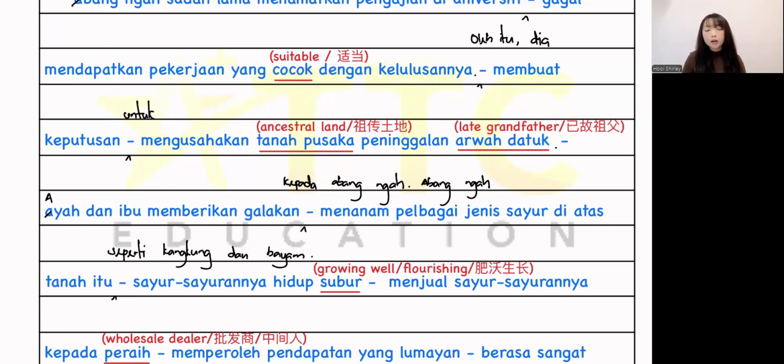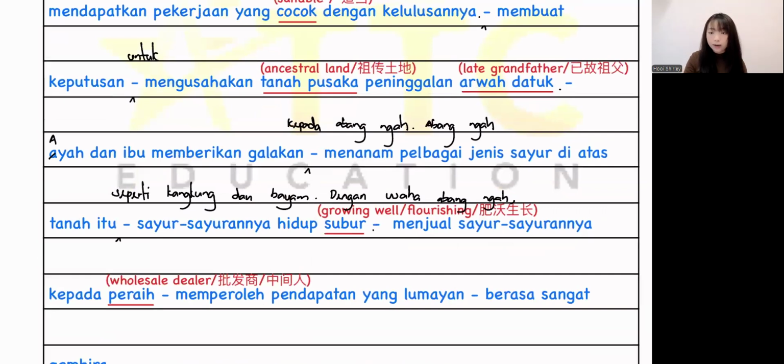Okay. Because Abang Ngah is putting in effort, isn't it? That's why all the plants, all the vegetables here are able to grow well. Dengan usaha. Usaha means effort. Abang Ngah. Sayur-sayurannya hidup subur. Then in the end, this is a story, so the ending of the story is Abang Ngah sells off all the vegetables.